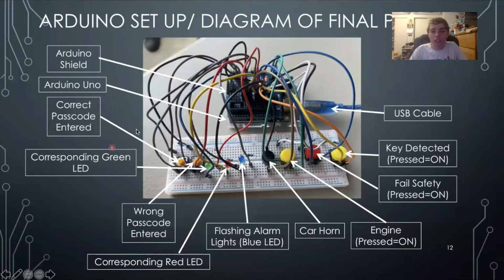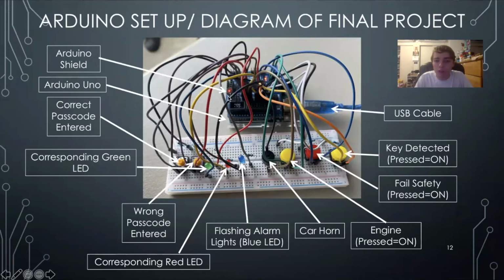And for the Arduino setup of the final project, basic overview, we had an Arduino shield right here. The Arduino Uno's right under the shield. And this push button here is if the correct passcode's entered, it will correspond to the green LED. If the wrong push button's pressed, it will correspond to the red LED. Here's the flashing alarm lights, the blue LED. And we had resistors also in here due to the pull down resistors we used within this project.